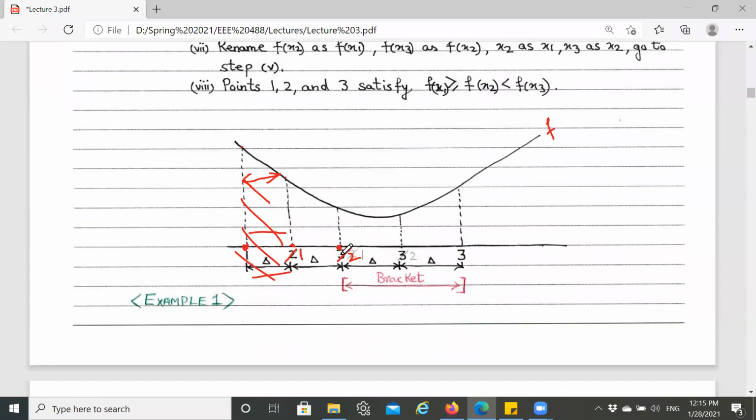So again, it means that I have to start from here plus delta, and I go to my new point. So again, this part is discarded. So now this becomes my new x1, and this becomes my new x2, right? Now I have 2 points. Now I evaluate them.